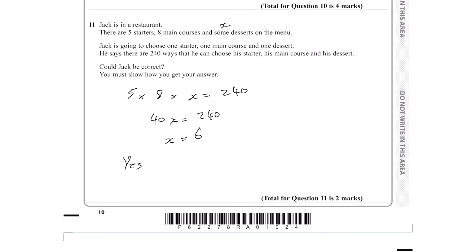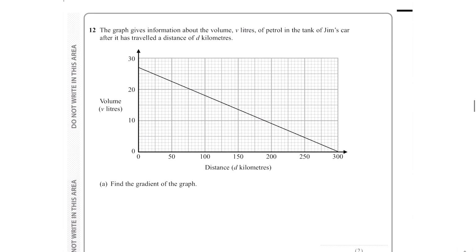Yes. Now, it's yes because if that was an odd number, then it'd be incorrect. And because it's an even number, yes, he can be correct. So what we're actually checking here is that this is a whole number. If it was 5.4, you can't have 5.4 desserts, right? So because it's a whole number, that is correct. So now moving on to the next question.